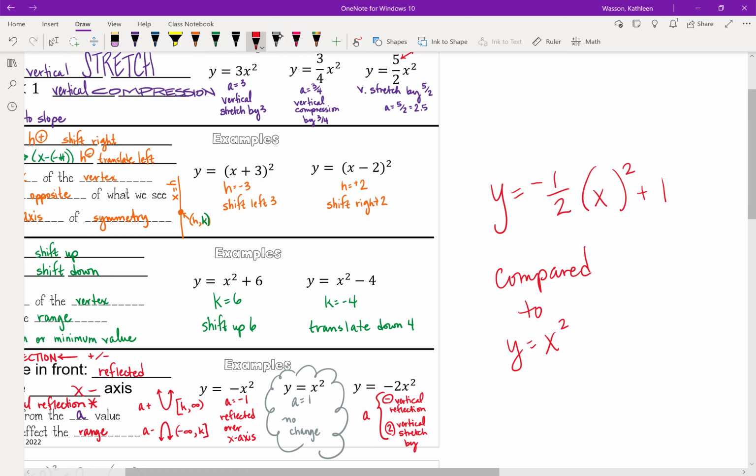Until you get comfortable with which ways these things change the graph and which way it moves and where the vertex is and that sort of thing, I recommend very highly that you graph y equals x squared, and you also graph the one you're trying to describe, and then explain what you do to make this one look this way.